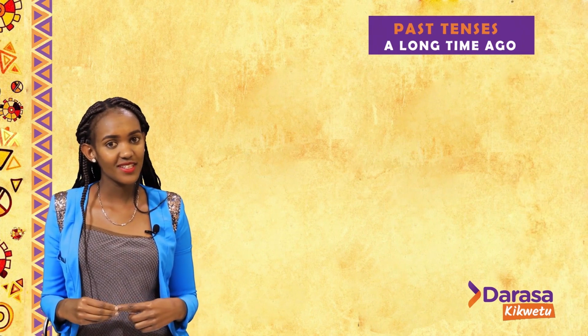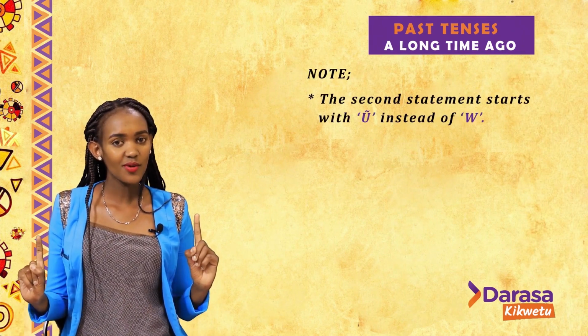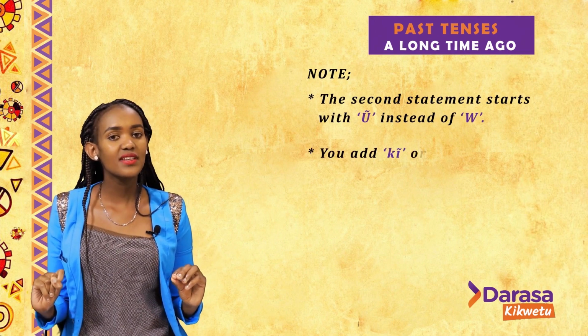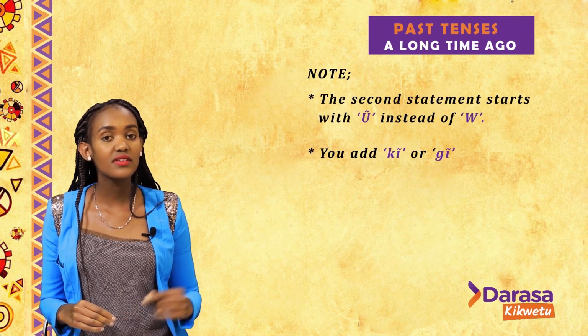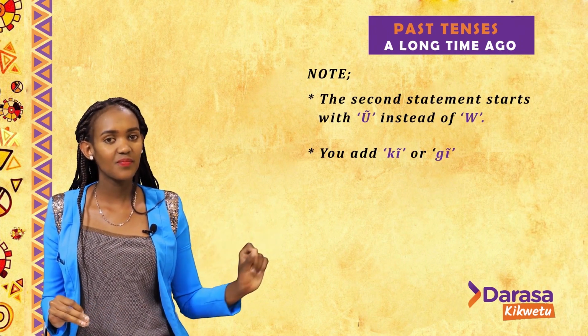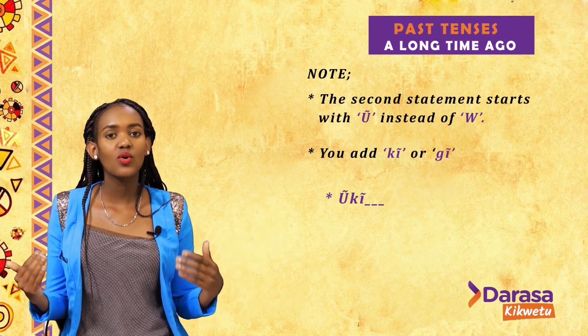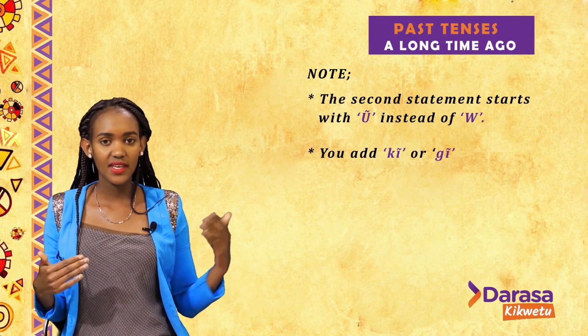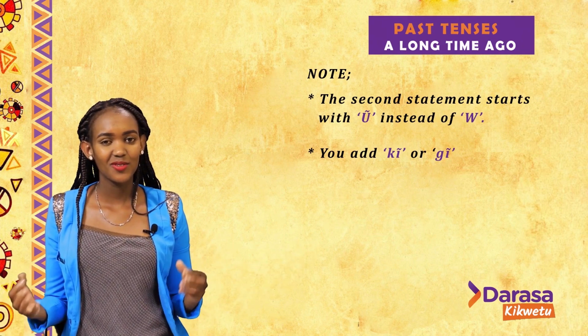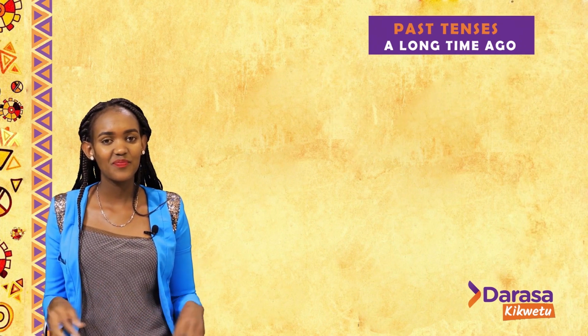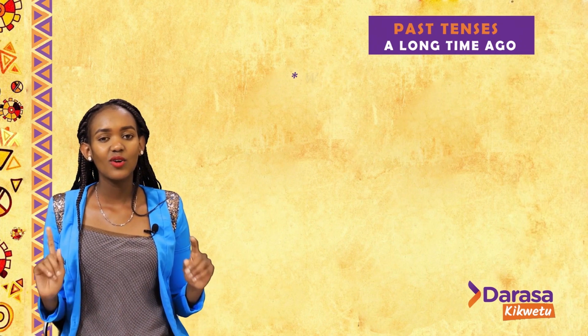So, since we've said it already, we've seen that it's not just O. You also add what? K, A, or G, A. Okay, oge, okehe, ogesoka. So let's say that again from the beginning.